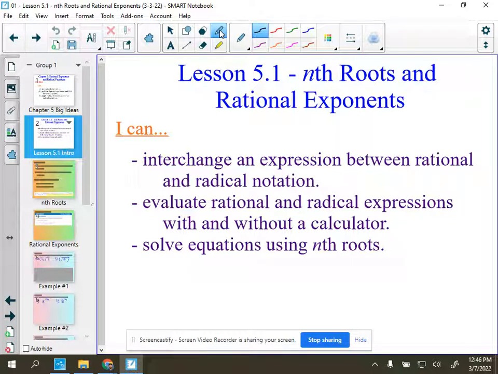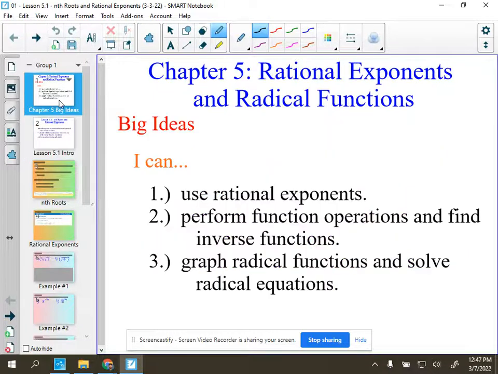All right, here we go. Welcome to lesson 5.1, starting a new chapter here. Chapter 5, you look back at the big picture, it's rational exponents and radical functions. So we'll actually hit a lot of that stuff.